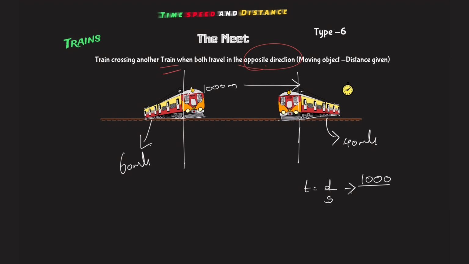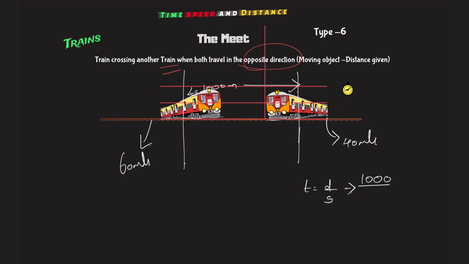Just take one more example. What will happen in 2 seconds? This will cover 60 plus 60, 120. This will cover 40 plus 40, 80. So they are coming close to 1000, but they are doing it together. They are not cutting each other's speeds, which happens when they travel in the same direction. They add to the distance.